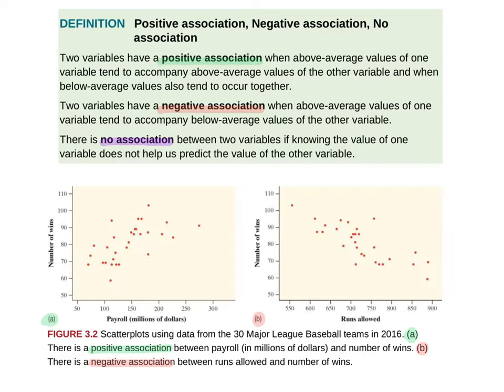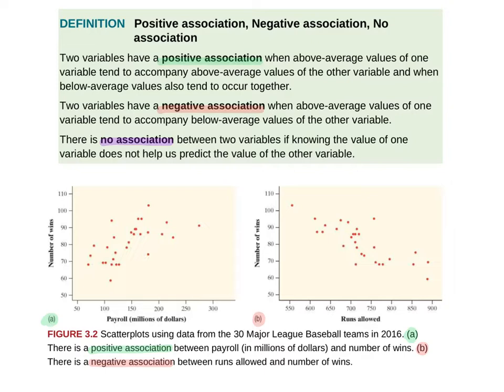So if a positive association has above average values pairing up with other above average values, so both of your axes agree with each other, a negative association is when they tend to disagree. So 2 variables have a negative association when above average values of one variable tend to accompany below average values of the other variable. So here's a negative association graph.